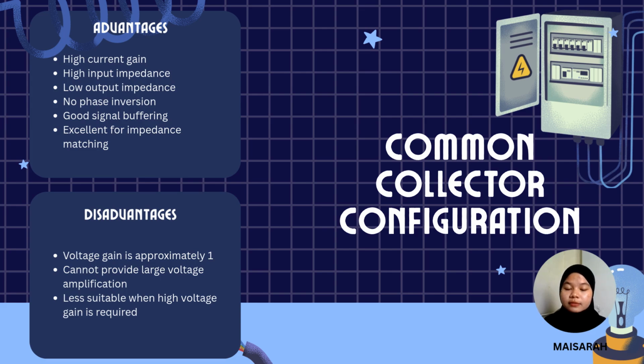However, it also has some limitations. The voltage gain is approximately 1, so it cannot provide significant voltage amplification. Therefore, it is not suitable for applications that require high voltage gain. Instead, it is mainly used to transfer signals efficiently while maintaining their original voltage level.